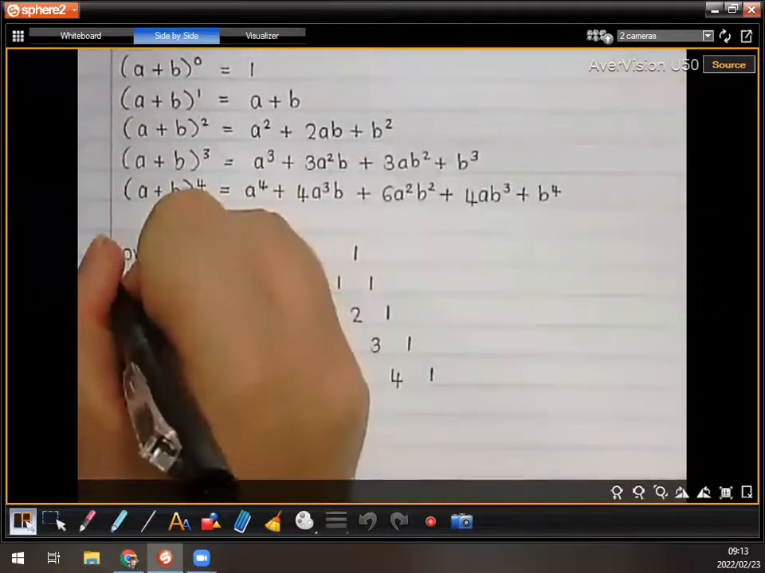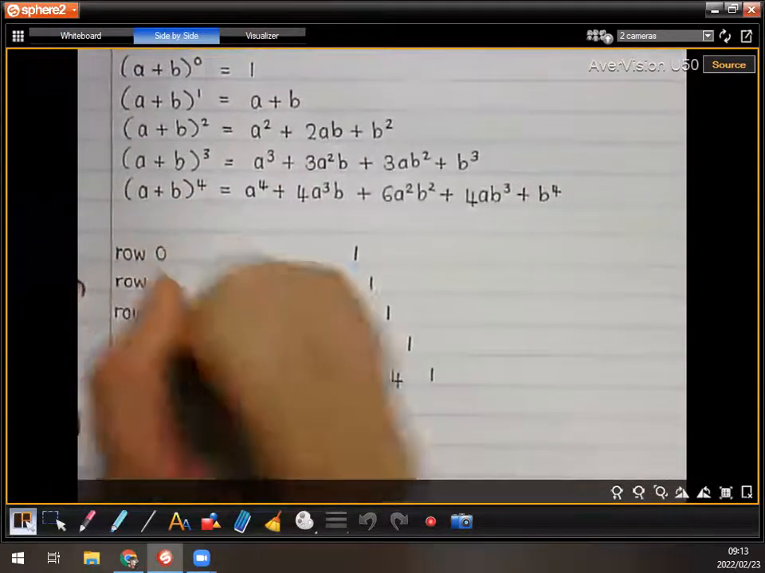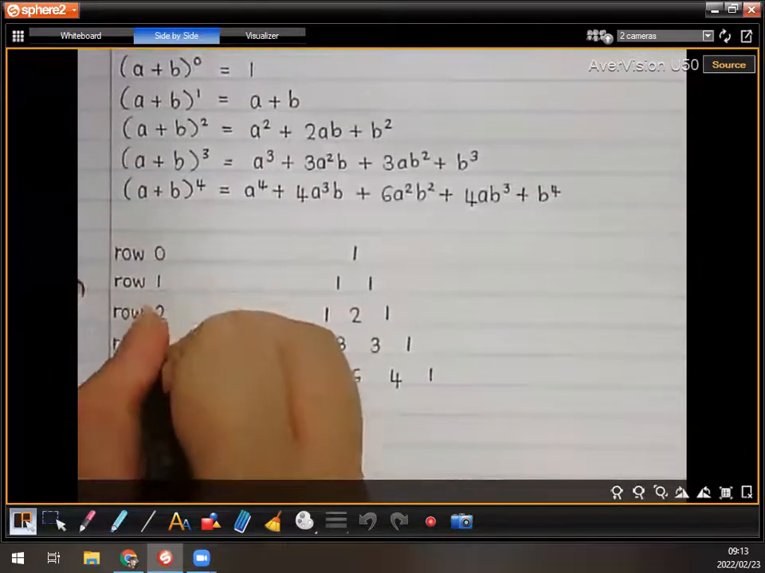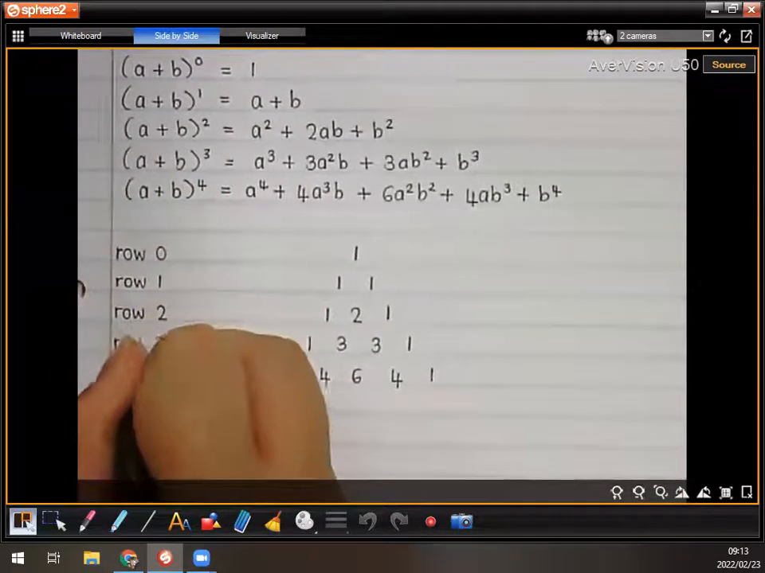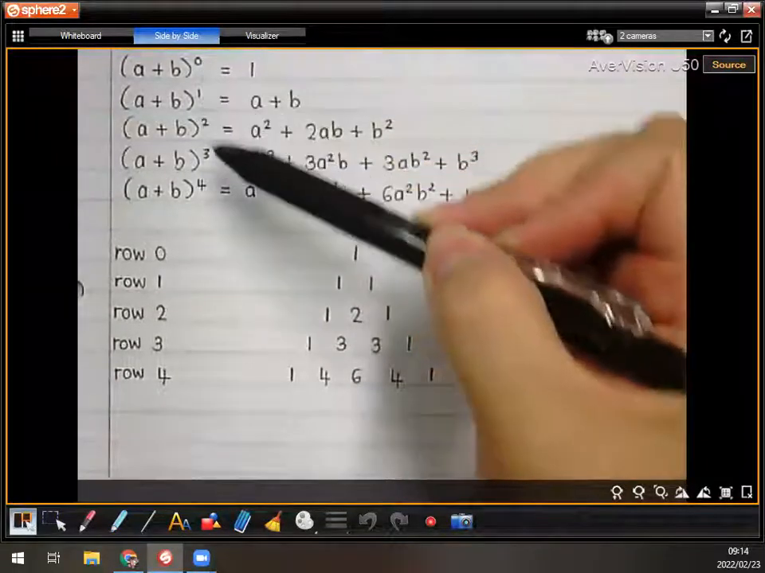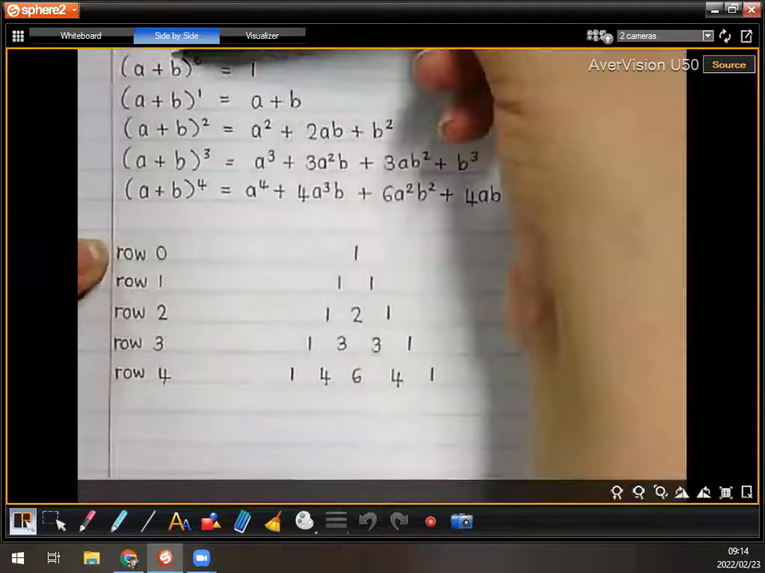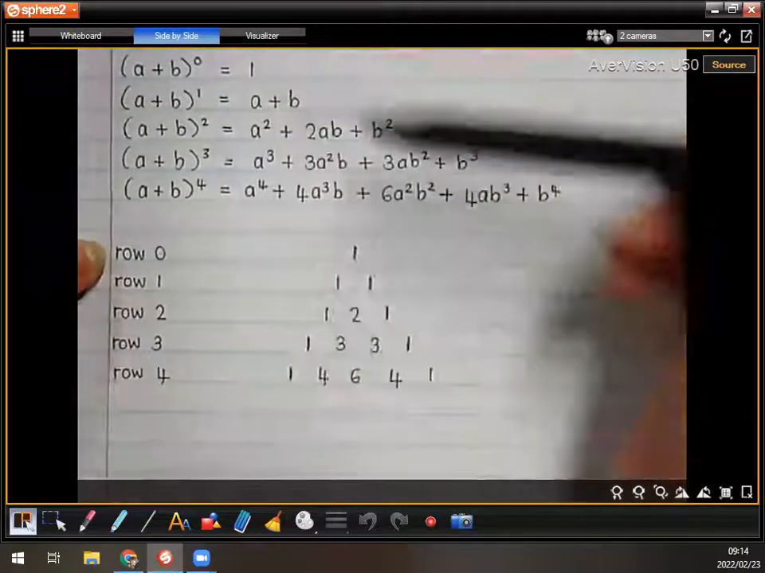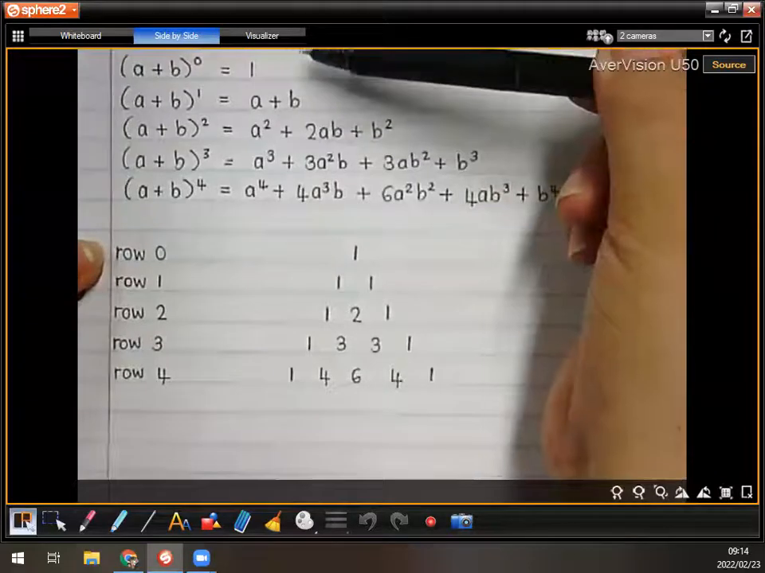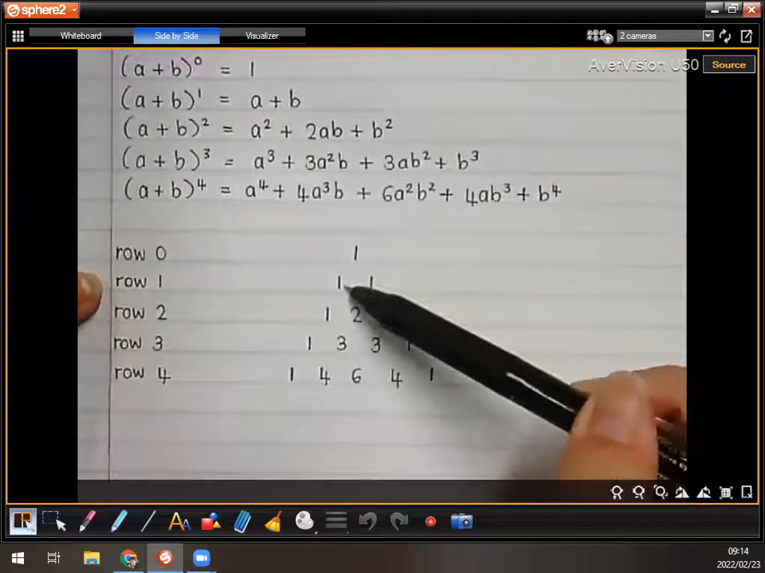The next row is row 1. And then we obviously go down from there, row 2, row 3, and row 4. Now the row number corresponds with the exponent on the outside of the binomial. Right? Do we see that? So row 0 is supposed to give us the coefficients, basically, of the binomial to the power of 0. Okay. Row 1 is supposed to give us the coefficients.